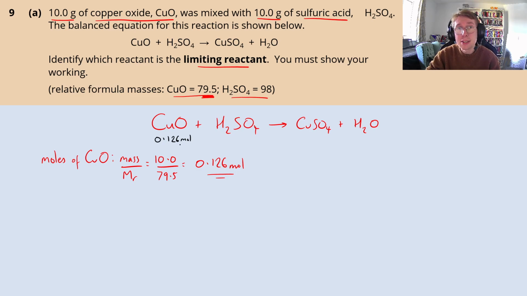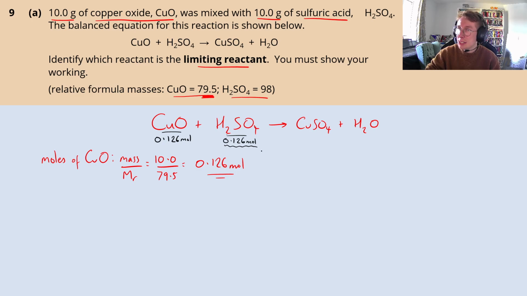Now what that means is that because this reaction has a 1-to-1 ratio, so 1 copper oxide, 1 H2SO4, it's 1-to-1. If I had 1 mole of copper oxide, it would react exactly with 1 mole of sulfuric acid. Now I've got 0.126 moles of copper oxide, so it will react with exactly 0.126 moles of sulfuric acid.